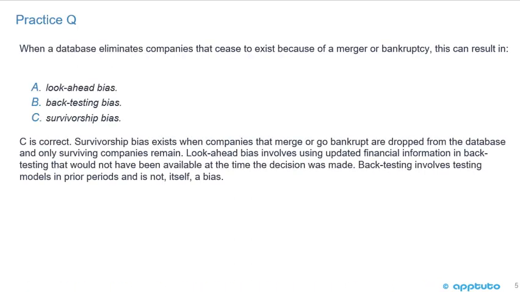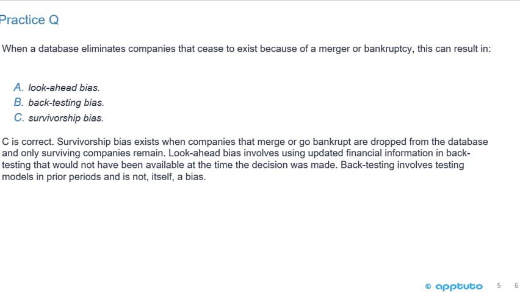C is correct. Survivorship bias exists when companies that merge or go bankrupt are dropped from the database and only surviving companies remain. Look-ahead bias involves using updated financial information in backtesting that would not have been available at the time the decision was made. Backtesting involves testing models in prior periods and is not itself a bias.